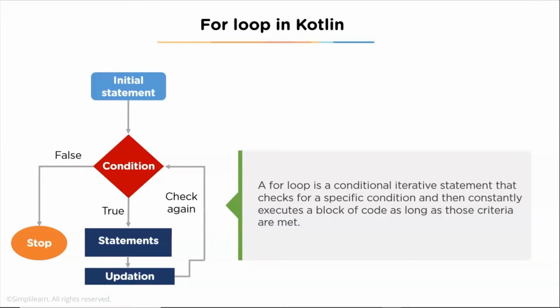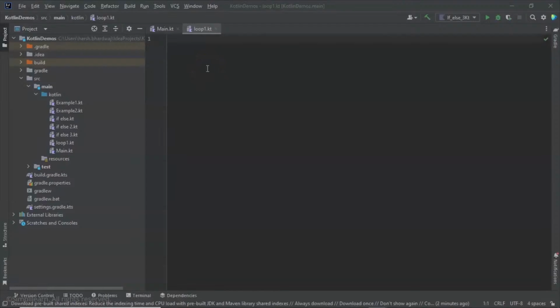Now, let's understand for loop with the help of an example. So this is our code editor, IntelliJ IDEA. Here we will be doing an example of for loop in which we will print the odd and even elements from an array. So here we will use a for loop and if else condition. So let's start. First of all, we'll make the main function. Inside this function, let's declare an array.